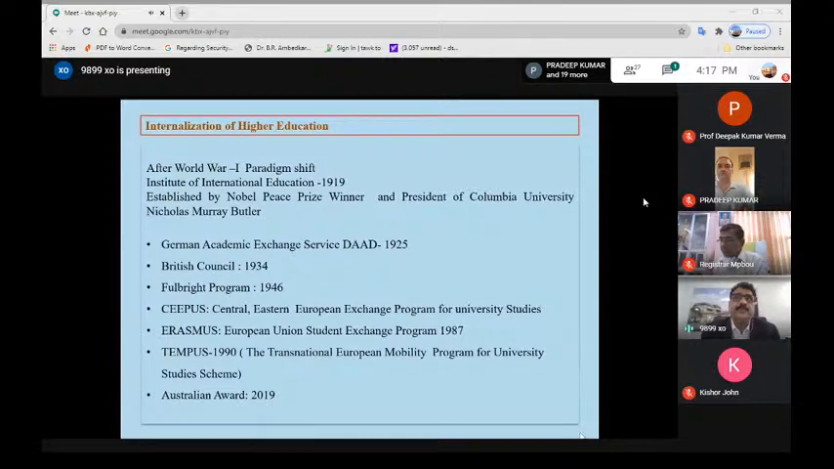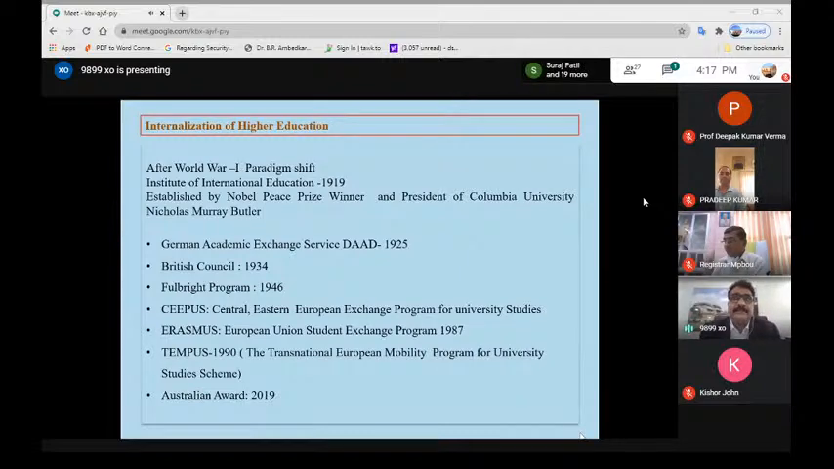And again, its role is to interact with teachers, to interact with students, and develop a strategic partnership through MOUs and through sending students. From 1925 to 2020, DAAD has been playing an important role. Thousands of Indian students are now in Germany, and German students are also getting education in India in a different way.